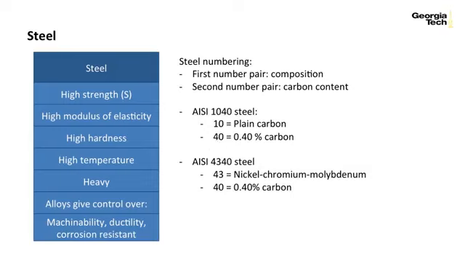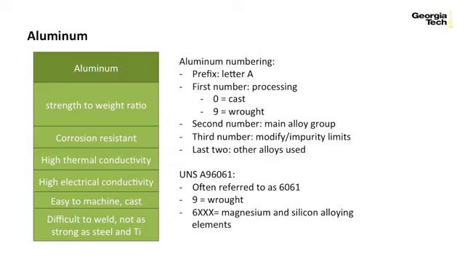The second number pair in the steel indicates the carbon content. So this 40 in 1040 steel indicates that it is 0.4% carbon. And this 40 in 4340 steel, again, indicates that it's 0.4% carbon. And if I were to look at 1010 steel, the second 10 would indicate that it's 0.1% carbon.